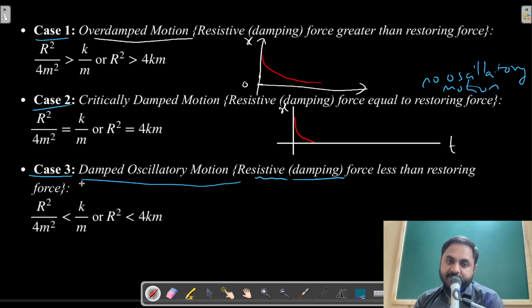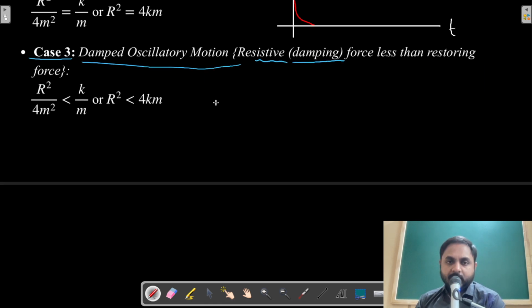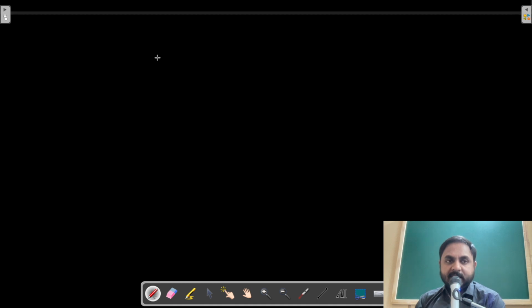So today we are going to consider the case where the damping force, or the resistive force, will be less than the restoring force. That means the restoring force should dominate and the resistive force should be less. Mathematically, the determinant r square is less than 4km, or r square by 4m square is less than k by m. Alright, so let us take this particular case and see what happens. Okay, so let me start deriving this.